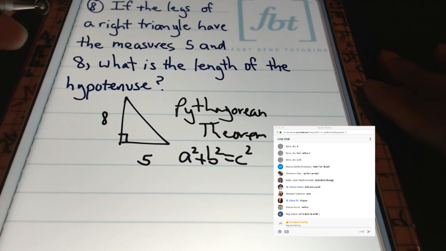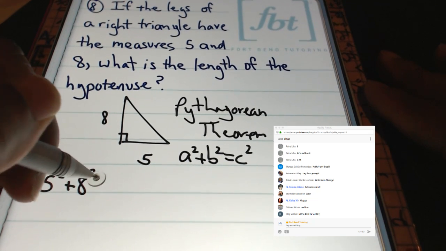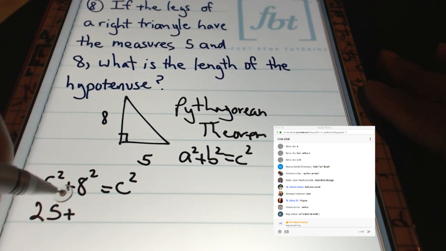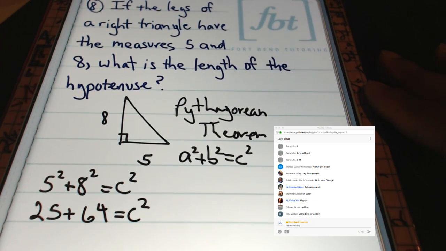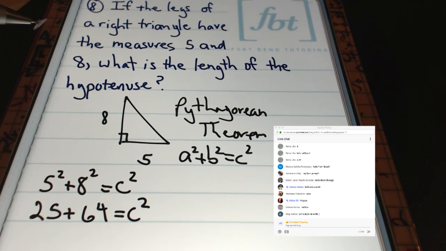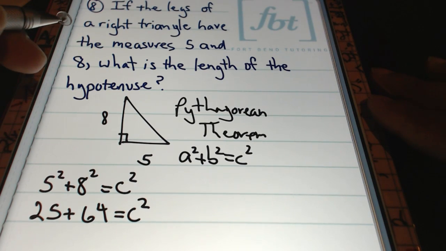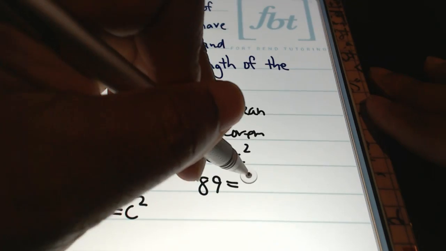So plugging in our values, guys, we'll have 5 squared plus 8 squared equal to c squared. That's our setup. Then continuing this out, we know that 5 squared is 25. We know that 8 squared is 64. And this has to be equivalent to c squared. From here, guys, summing up the 25 and the 64, we end up with 89. So you have 89 equals c squared.